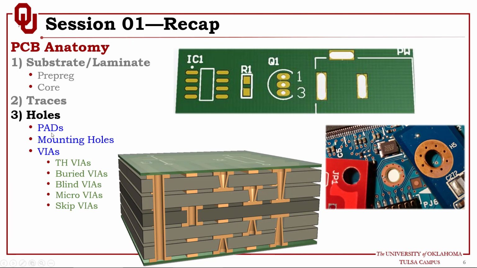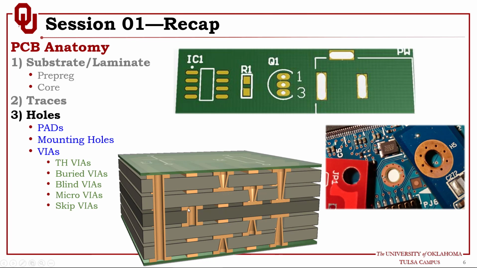The third type of holes are the vias. We have 5 different types of vias. The first one is the through-hole via that spans from the top layer all the way to the bottom layer. The second type is the blind via that starts on the surface layer and ends on an inner layer. It's not necessary to end on 2, it can end on 3 or 4.